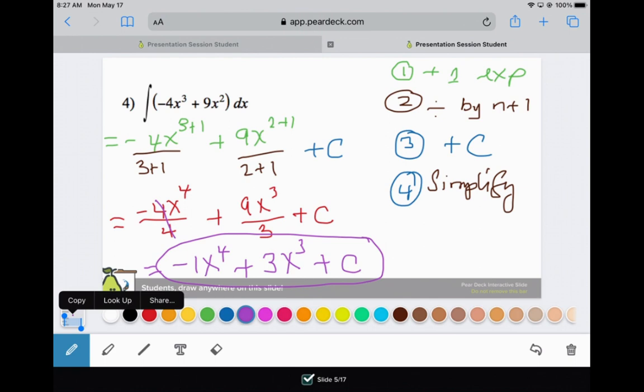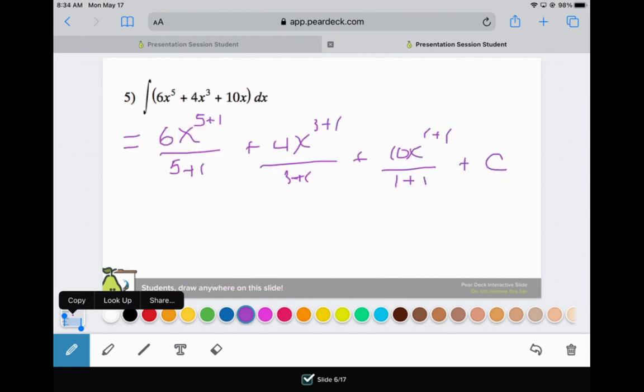So there are 4 steps for you to do this. You're going to add 1 and divide by that new exponent. Step 3, I'm going to add plus c to that function. And then I just simplify everything. Okay? All right, I'll give you a few seconds to copy this down and then ask questions.